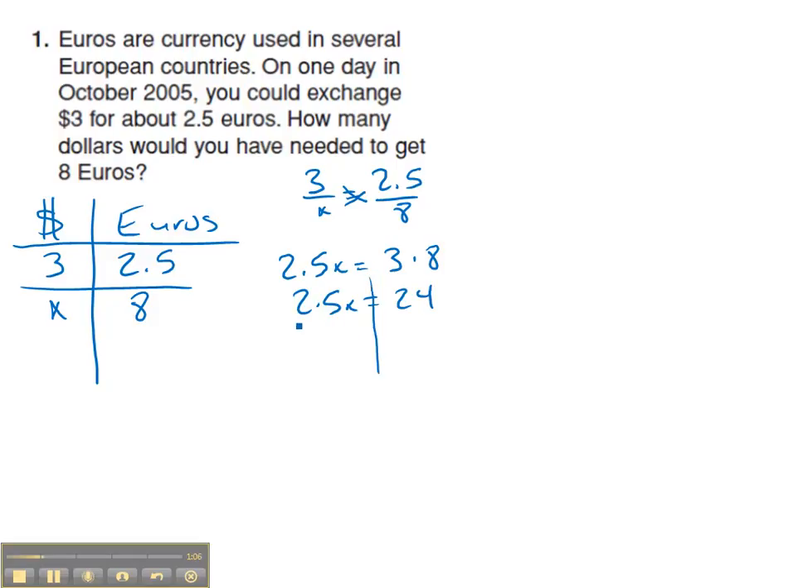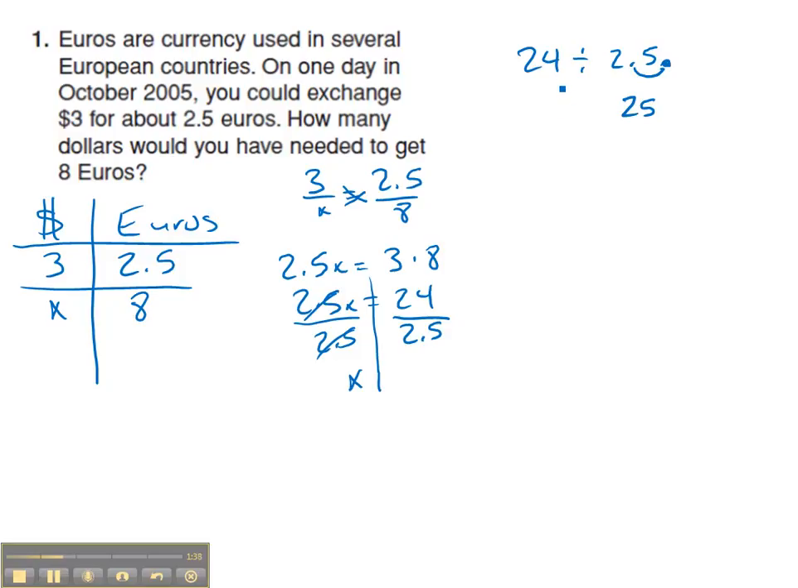We're going to undo this multiplication by dividing by 2.5. Because 2.5 divided by 2.5 is 1, so we just get 1x on this side. We can do that as long as we also divide the other side of our equation by 2.5 to keep the equation balanced. So 24 divided by 2.5. We never divide by a decimal. We only divide by whole numbers, so I'm going to move this decimal one place to the right to make this 25. I can do that as long as I move the decimal in 24 one place to the right.